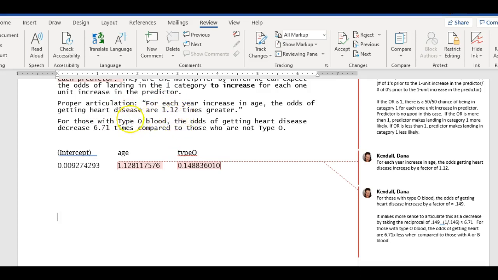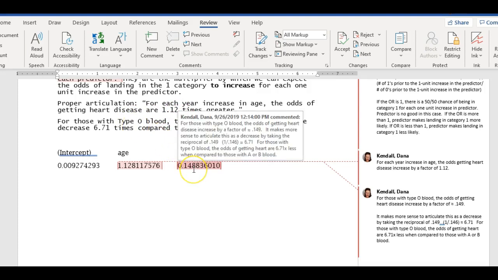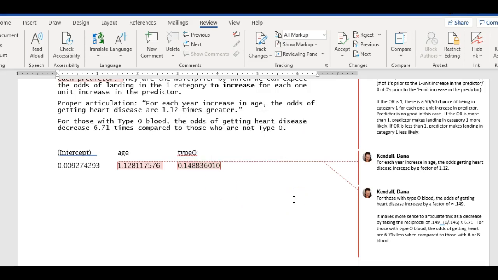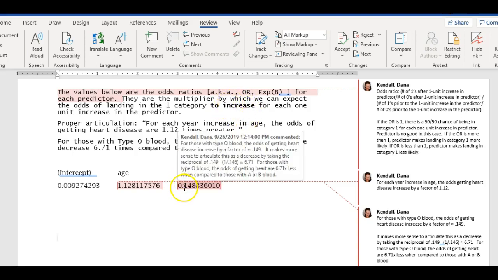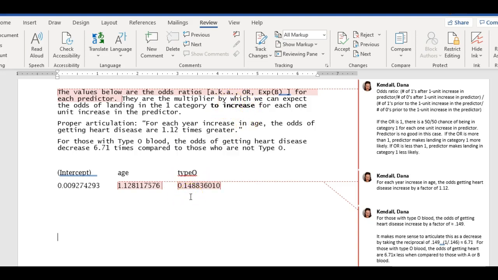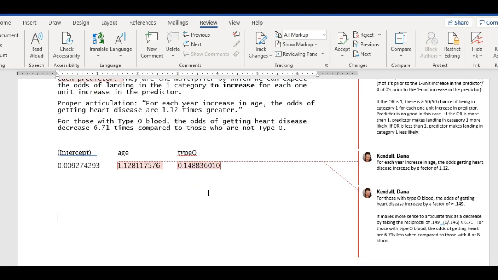But anyway, just so you know, when this OR is less than 1, it makes the interpretation a little bit more difficult because up here, remember, it's the multiplier by which we can expect the odds of landing in category 1 to increase. It's always increase. So if that increase is 0.5, then that's really a decrease. All right, so that's where it gets a little bit confusing. I hope that it's a little bit clearer. Just keep working with it.